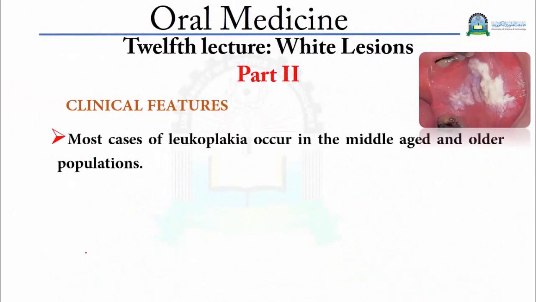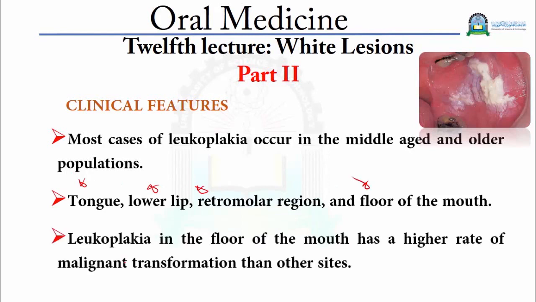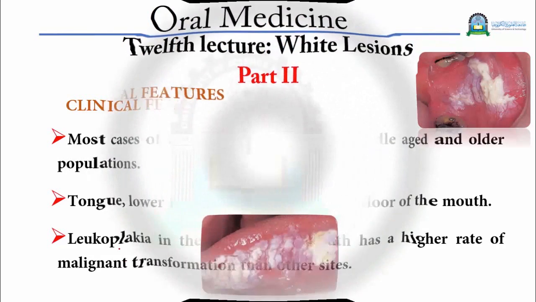Most cases of leukoplakia occur in middle-aged and older populations. The most common sites of leukoplakia development are the tongue, lower lip, the retromolar regions, and the floor of the mouth. Leukoplakia in the floor of the mouth has a higher rate of malignant transformation than other sites.